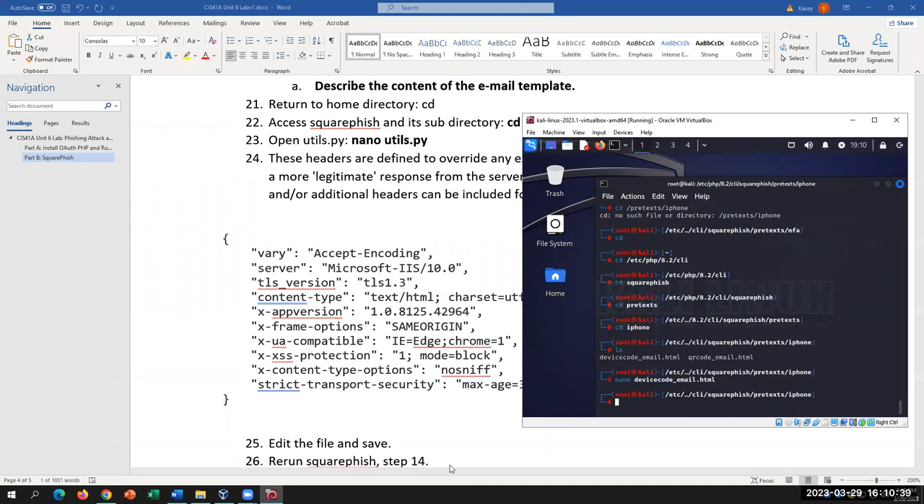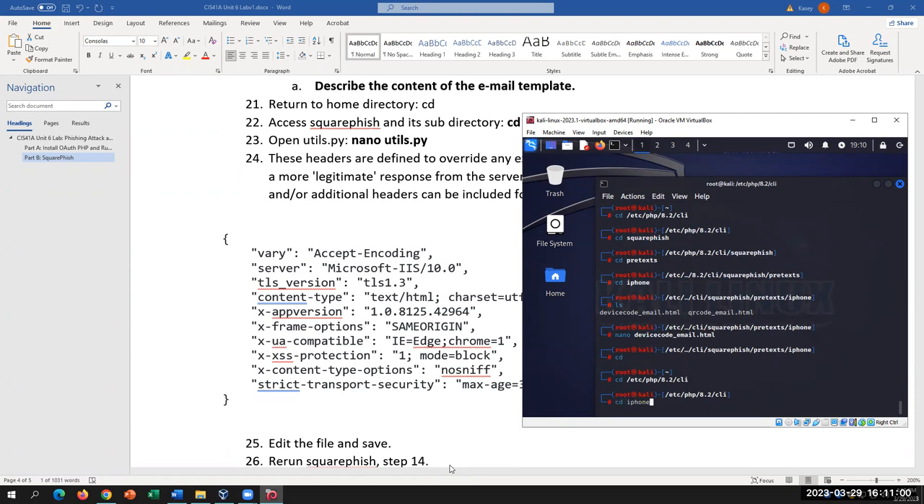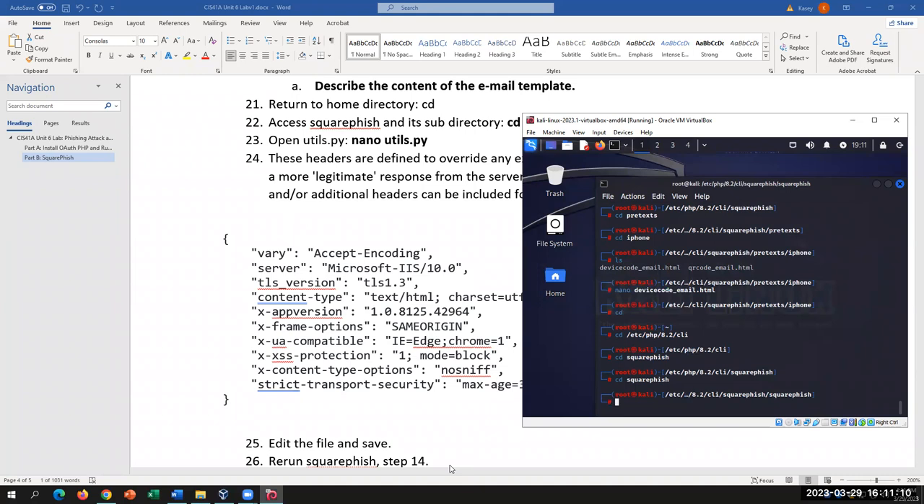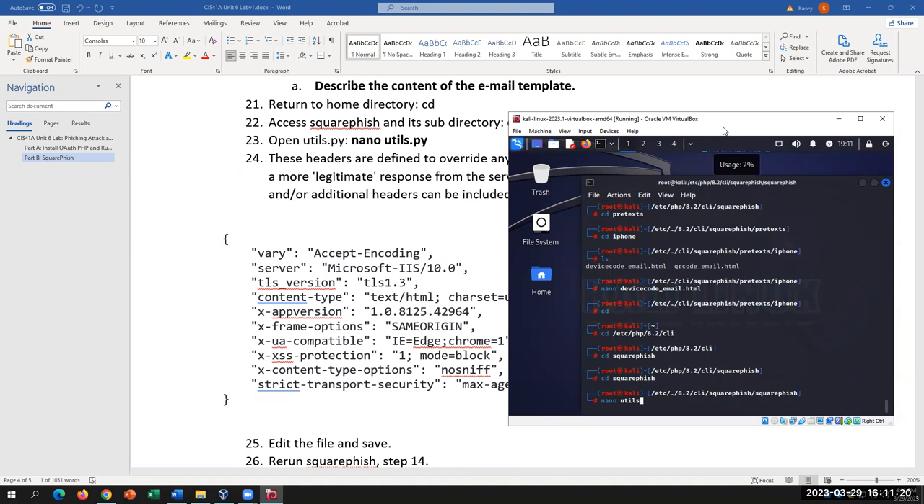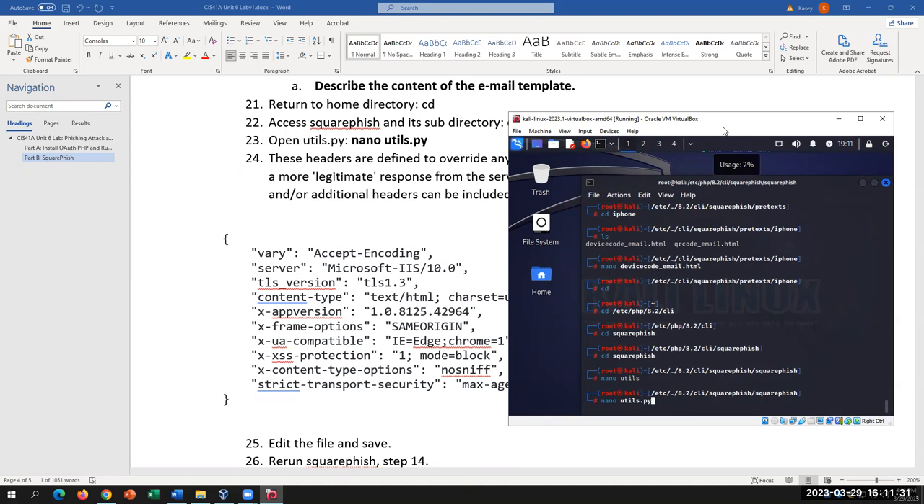So let me exit, and then I can come back to the root. I'm going to go ahead and do CD. Actually, I buried it a little bit. Okay, so make sure that we're in the right path, and then we're going to do nano utils. Oh, I'm sorry, it has to have the .py, otherwise it's going to make a .txt file. So this is it. It should look something like this.